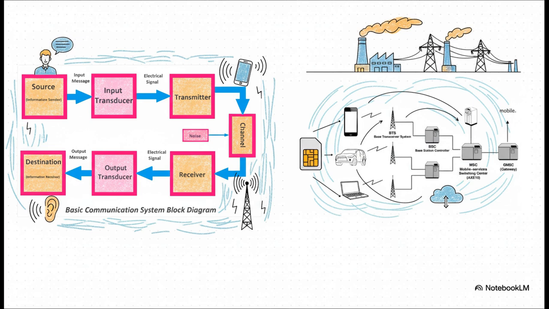On the left, you've got our basic model. And on the right, that's how it scales up to become the cellular network. Yeah, it looks a whole lot more complex, but the core ideas are exactly the same. Your phone is the transmitter, the air itself is the channel, and that cell tower is the very first step in a massive receiving and routing system.